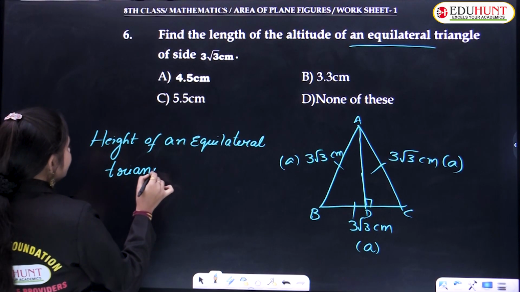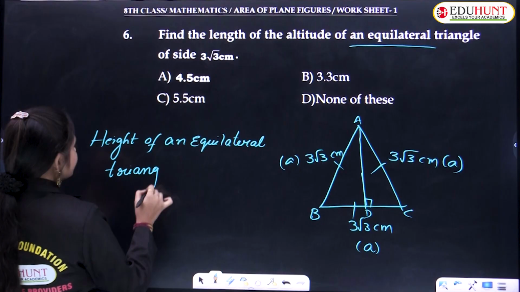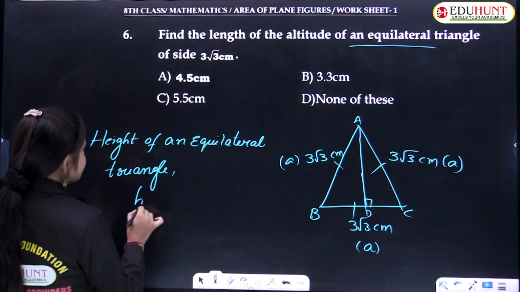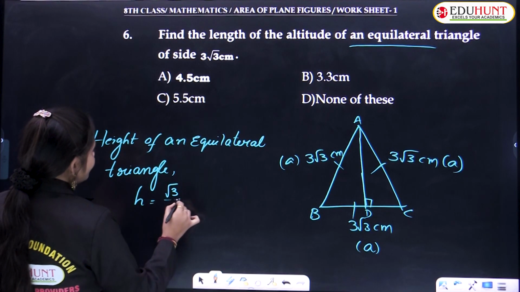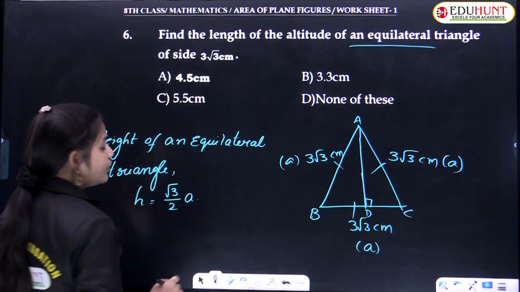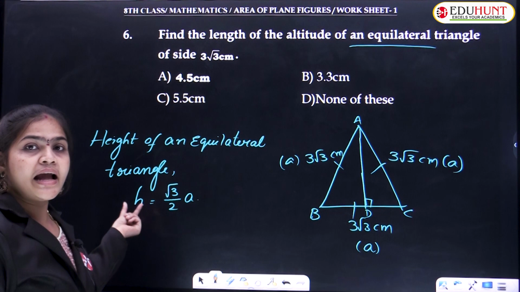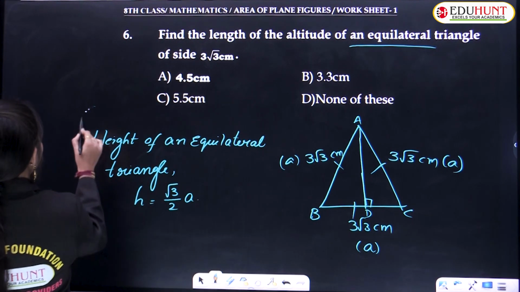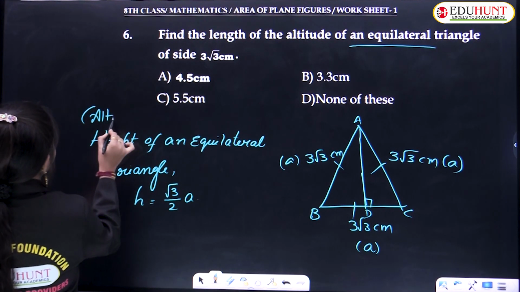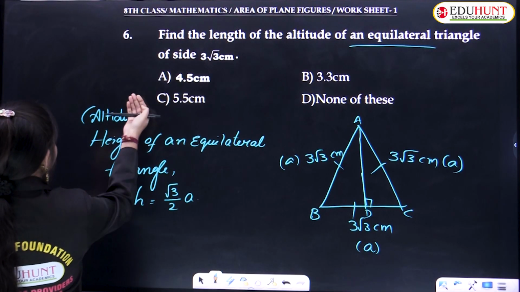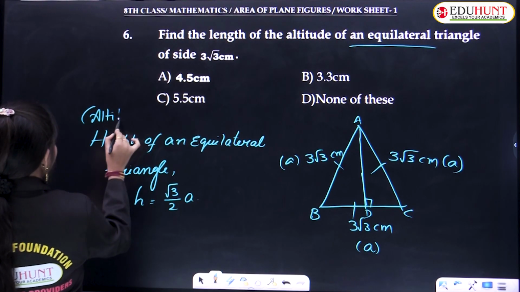Equilateral triangle, H is equal to root 3 by 2 A. This is the formula to find that altitude. Altitude is nothing but height.